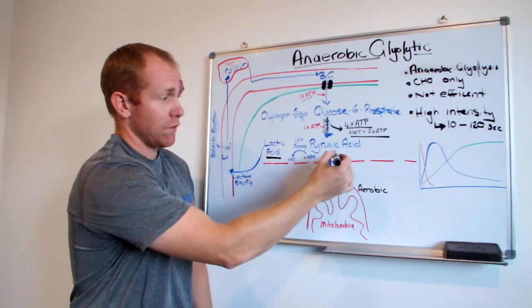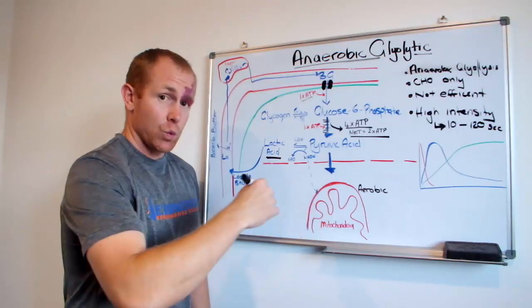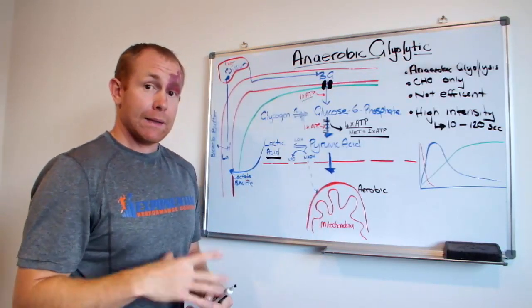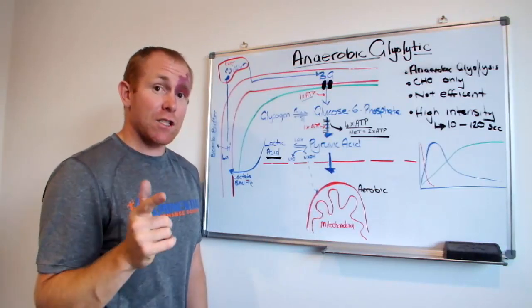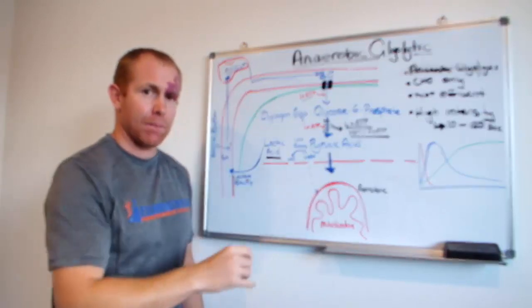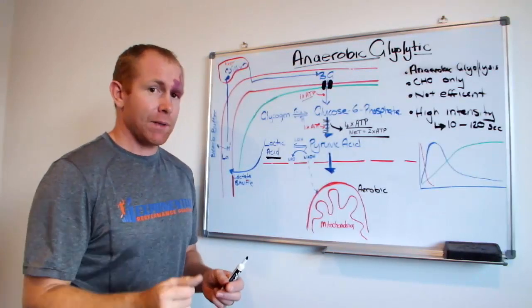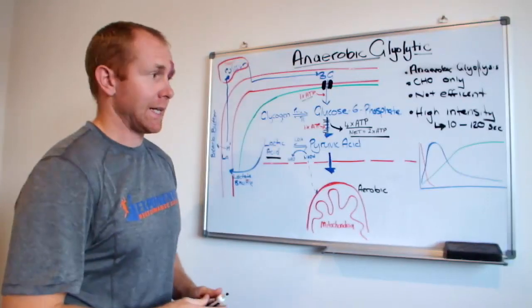Or if there's oxygen available, it'll flow down here into the mitochondria, which is where aerobic metabolism takes place. We're going to talk about aerobic metabolism in our next video, but what we'll talk about here is what actually happens to lactic acid, because people think lactic acid is a bit of a dead-end product and it causes all these problems. But our body's got a way of dealing with it.